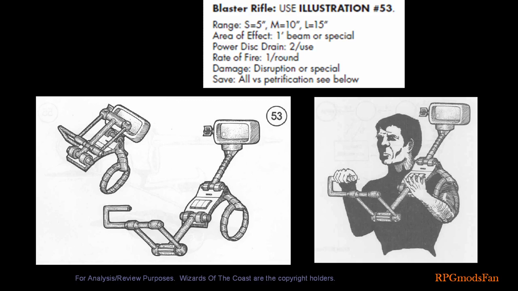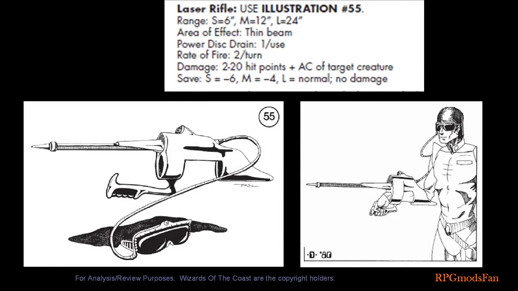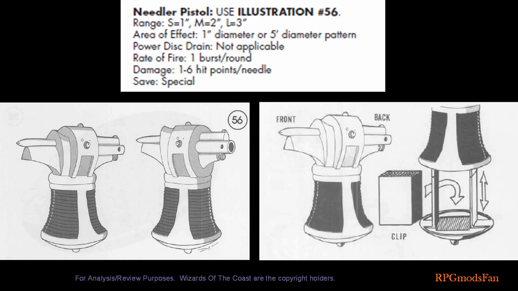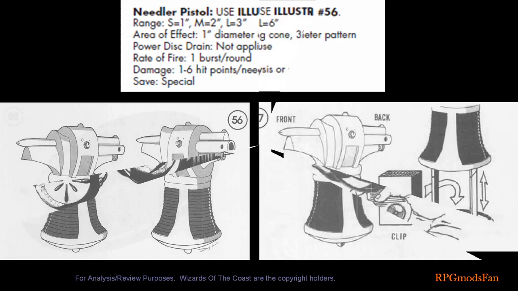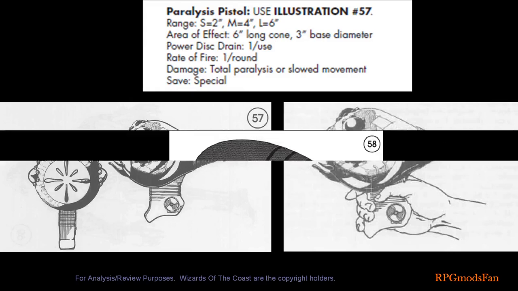Instead of humans manning the spaceship, Gary should have had aliens with strange limbs. That would have made more sense than the designs of these devices. Next, we have a laser pistol, followed by a laser rifle. Next, displayed is a needler pistol. Next, we have a paralysis pistol.